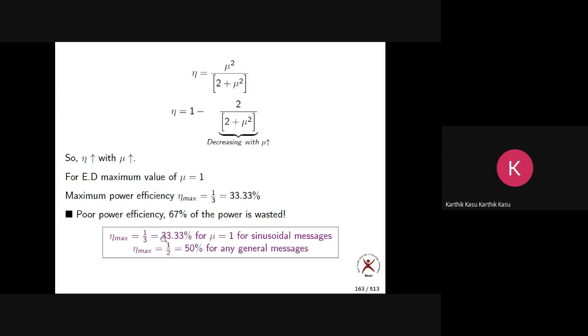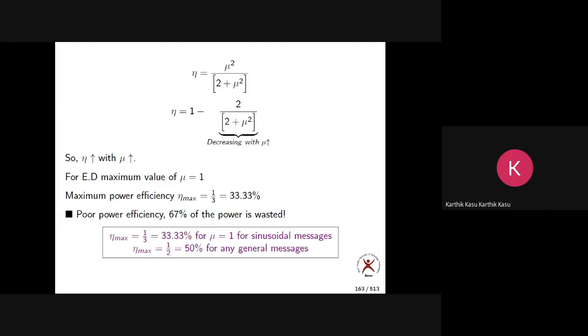Okay. So let us go to this power efficiency. That is 1/3. It is for only a sinusoidal message signal, but the maximum is 1/2 for any type of message signal. You can take this as very, very important. I told you already, this expression is only for what? If and only if the message is sinusoidal, Am cos 2 pi fm t.